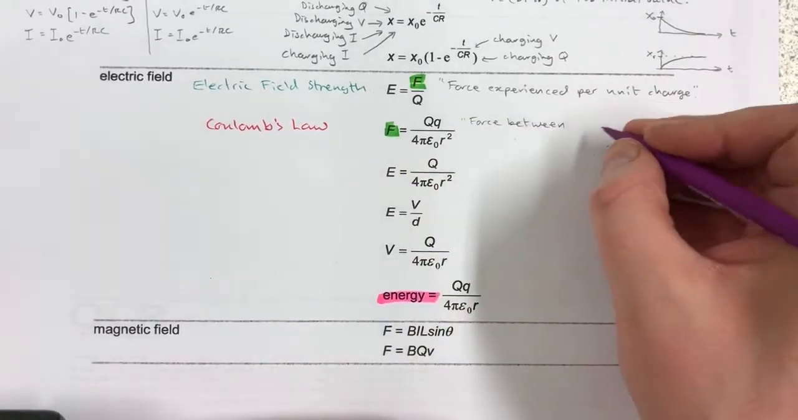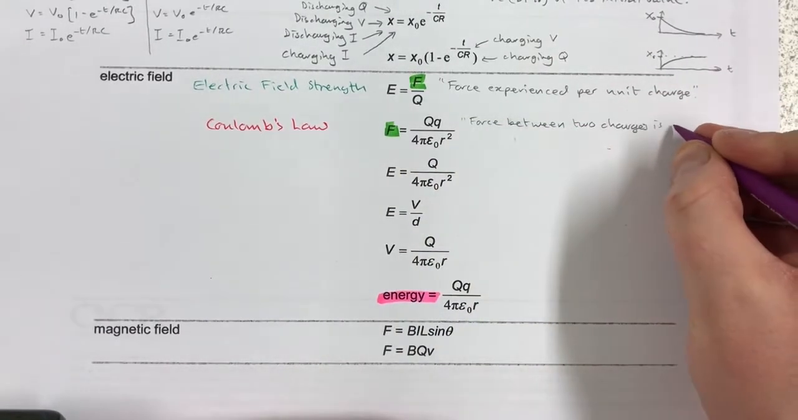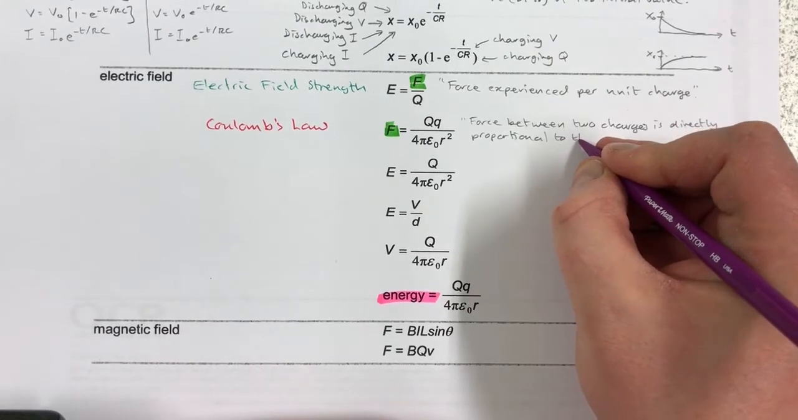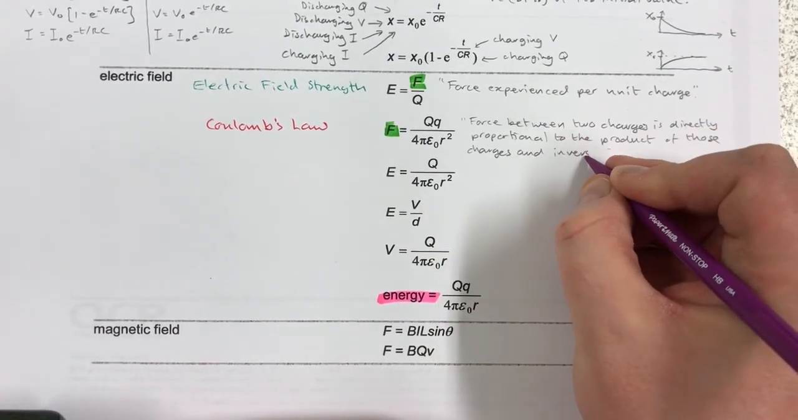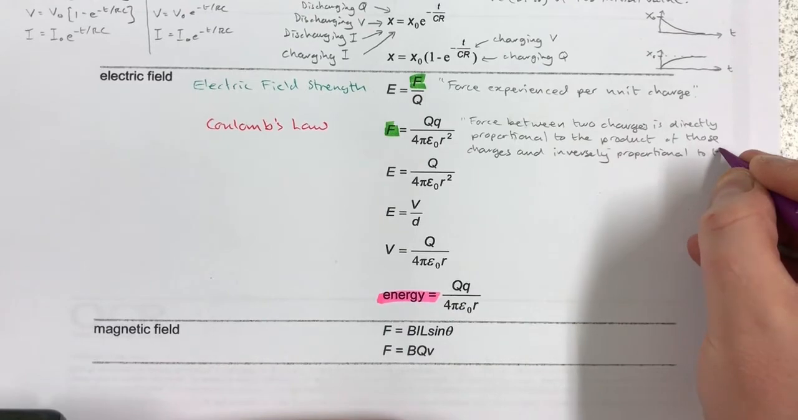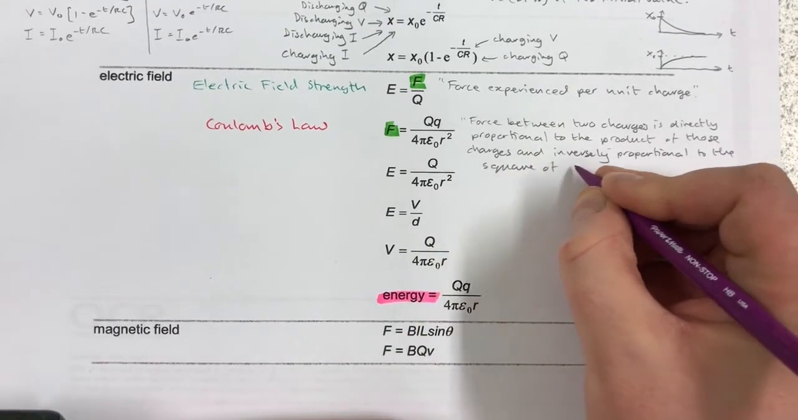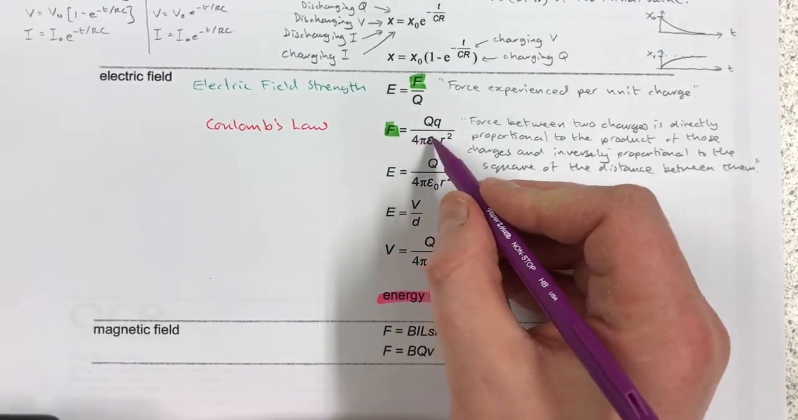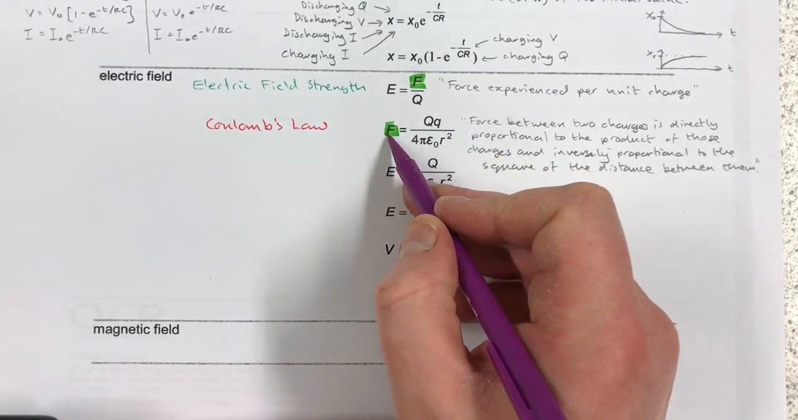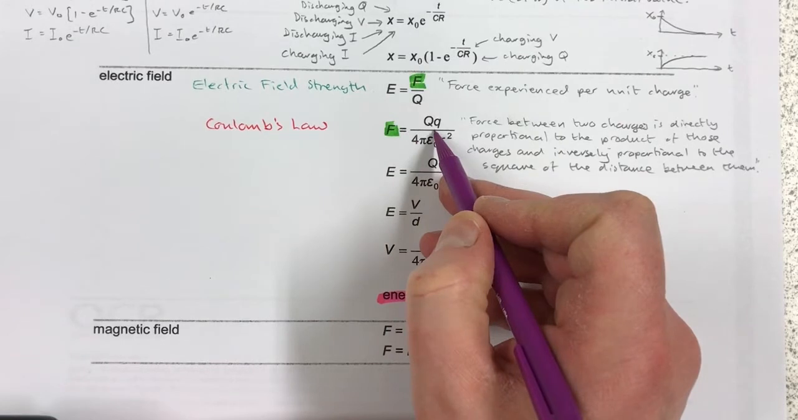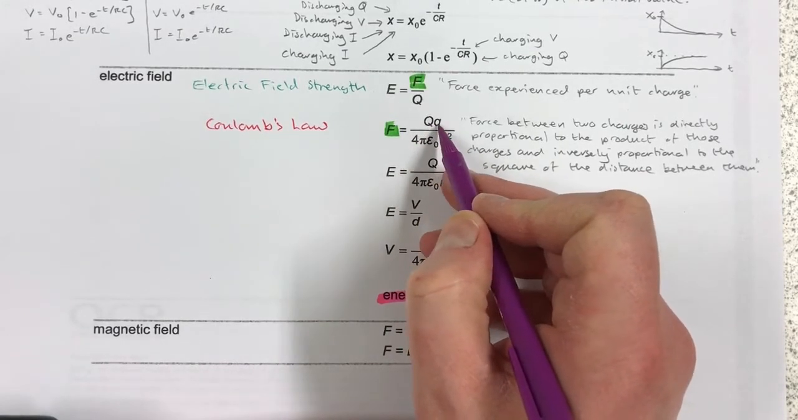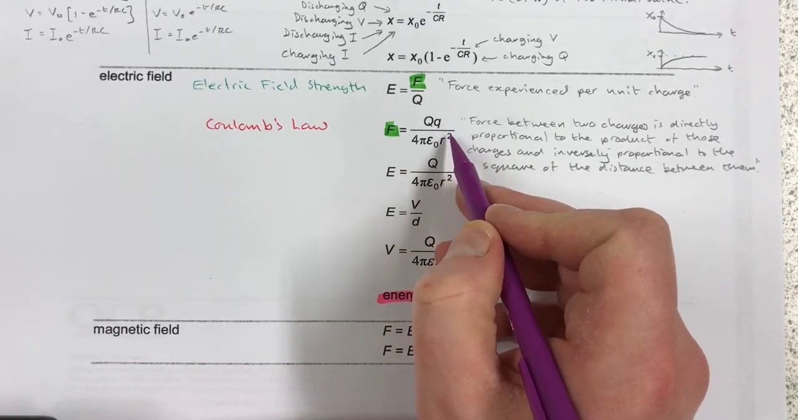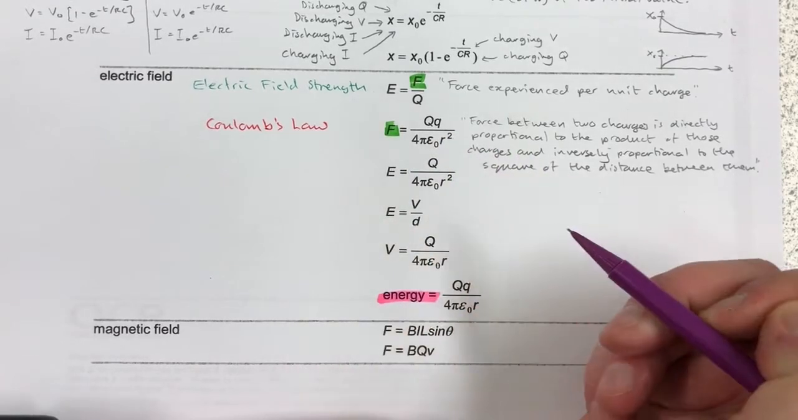The force between two charges is directly proportional to the product of those charges and inversely proportional to the square of the distance between them. So looking at the equation, you ignore the constants down the bottom. The force between two charges is directly proportional to the product of the two charges and inversely proportional to the square of the distance between them.